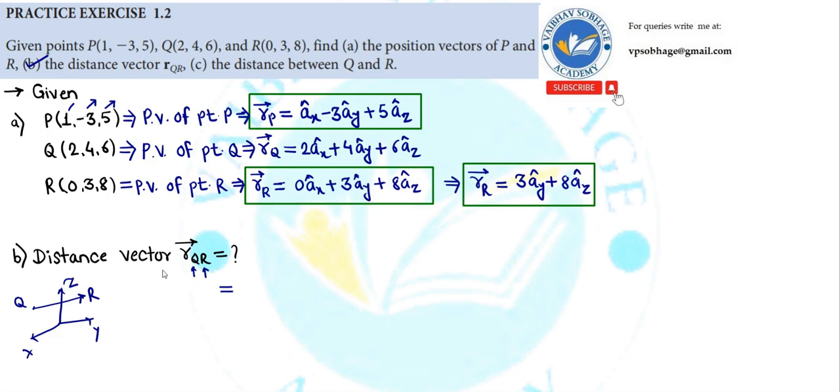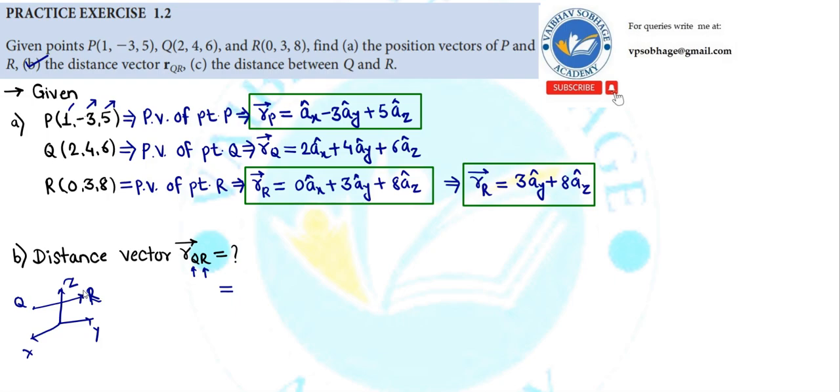So here in this case, what is your final point? Whenever we are talking about the distance vector or distance in between the two vectors, we have to consider what is the initial point and what is the final point. Since we are given the vector RQR, in this case this point R, or position vector of your given point R, will be the final one, and Q will be the initial one. So always we have to subtract the initial from the final. I hope you have got the concept. So this point R is your final point and this Q is your initial point, where your vector is going to start from point Q to point R.